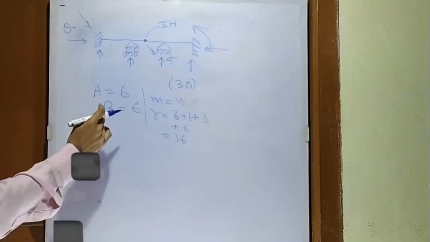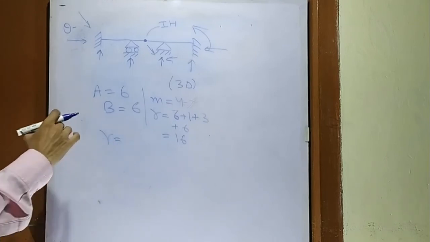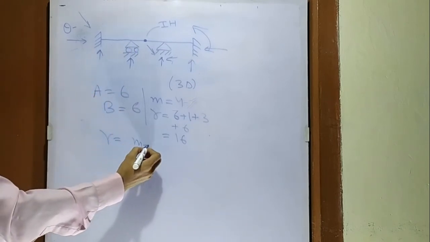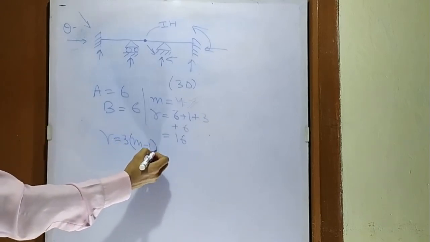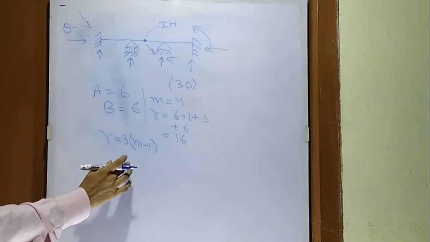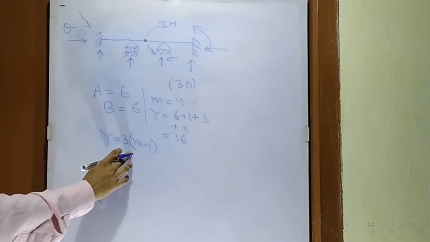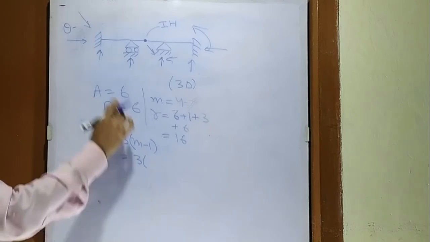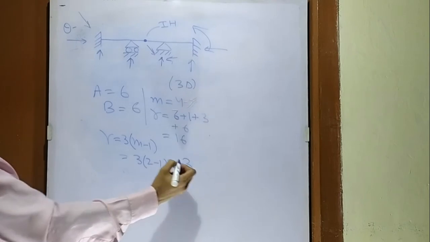And what is the value of gamma? This is a very interesting point in this question, because in the 2D case gamma is equal to m minus 1, but in the 3D case the internal hinge will release 3 moments, in 3 directions. So the number of releases will be 3 into m minus 1. And the number of members meeting at this point is 2. So this will come out to be 3.